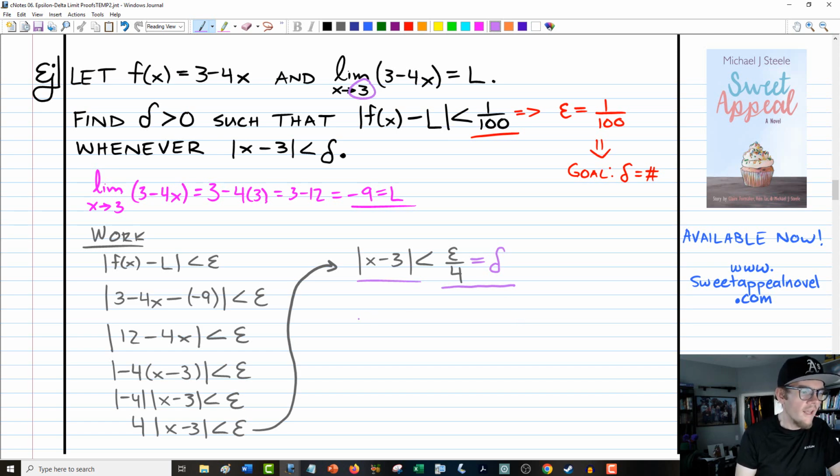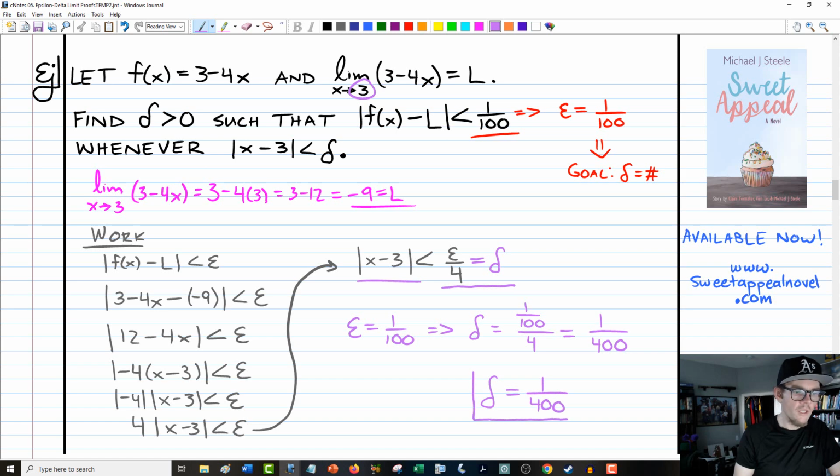So in here, cool. If epsilon is equal to 1 over 100, which we established it is, then that means that delta is going to be equal to 1 over 100 divided by 4. And I mean, you could just write that, that's fine. But of course, I'd rather just write it as 1 over 400. So basically, if we want to be within 1/100th of the limit value in the y direction, we need to be within 1/400th of x equals 3 in the x direction.